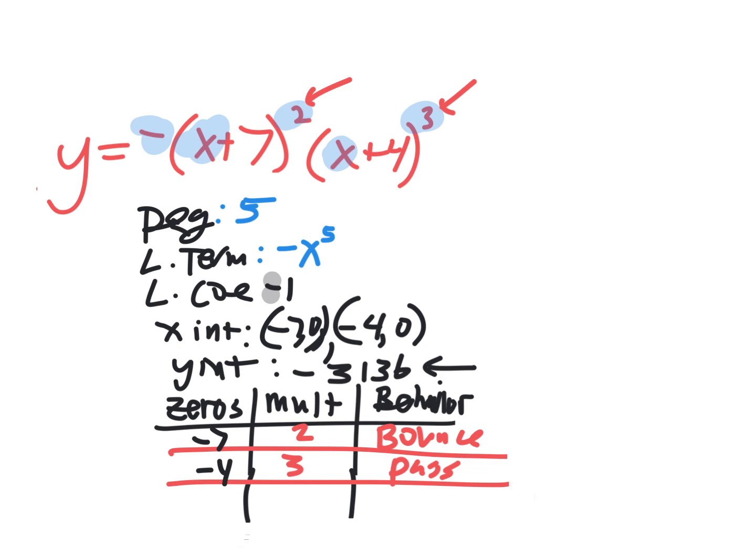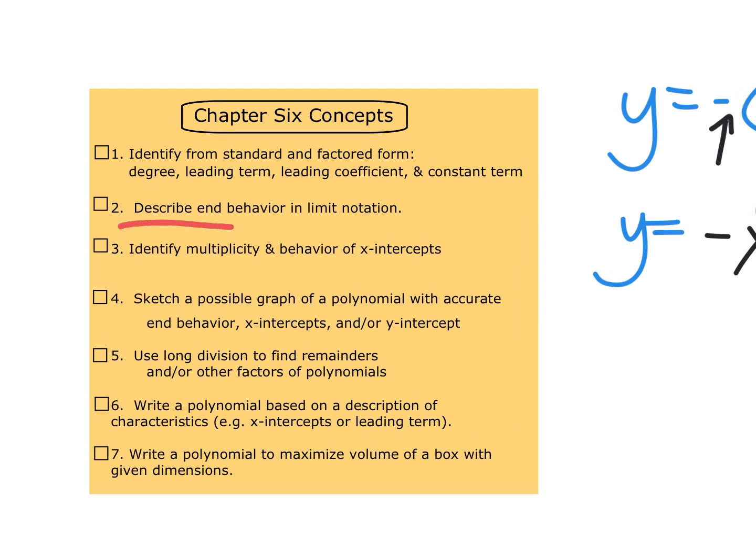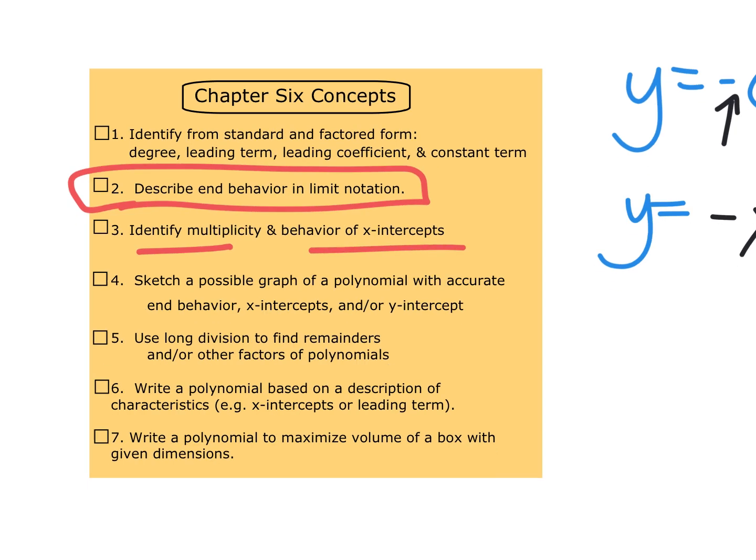Okay, so let's go back to our concept list and see what else do we have to know. We'd already practiced end behavior and limit notation. And if you're not good at that, we have a whole worksheet to practice it. Multiplicity, we already just talked about that. It's basically the power that's on the little factor there. And the behavior, we just talked about that.